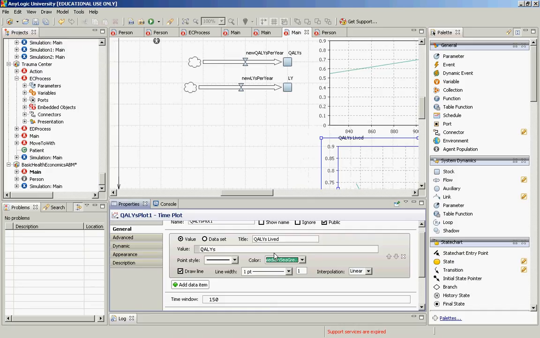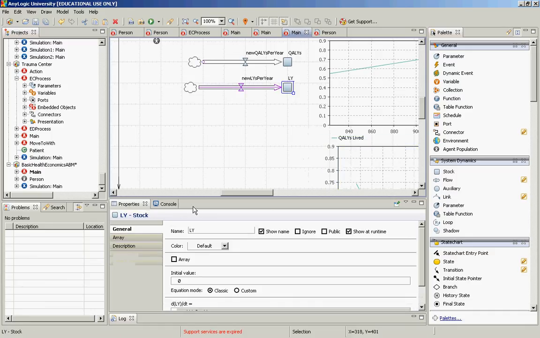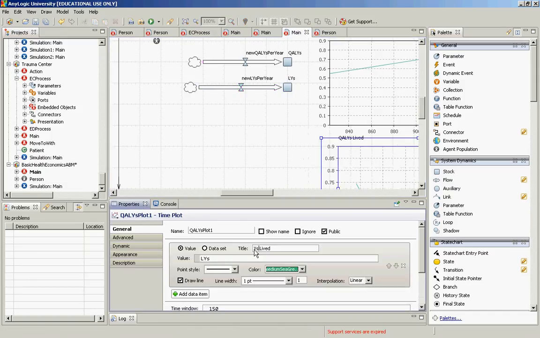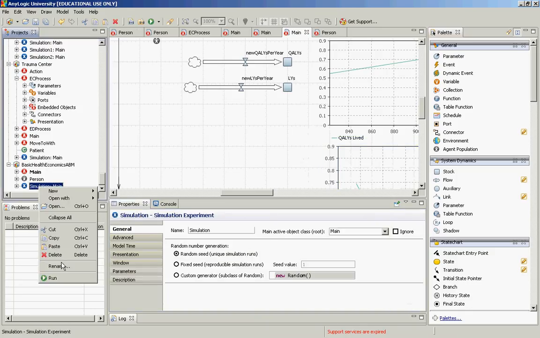Okay, and we could have displayed it on the same graph, but to be consistent in notation, it should be LYS. So this is life years lived, and let me spell it out. Life years lived. Okay. So again, it's a good idea to do this compilation. Let's go run this.